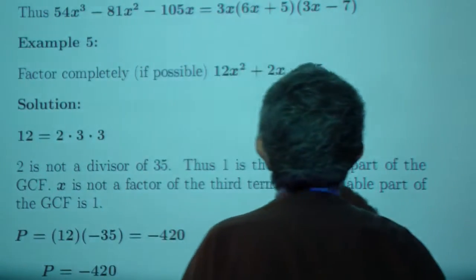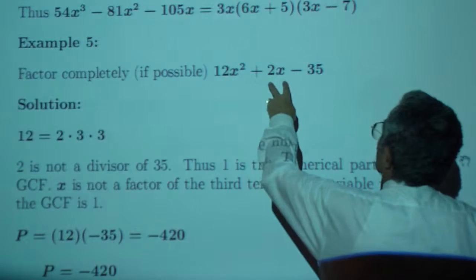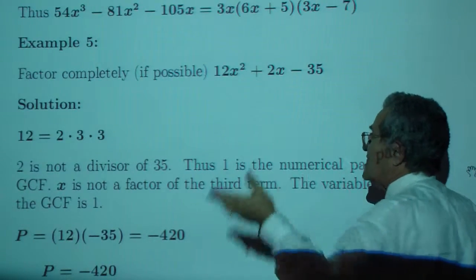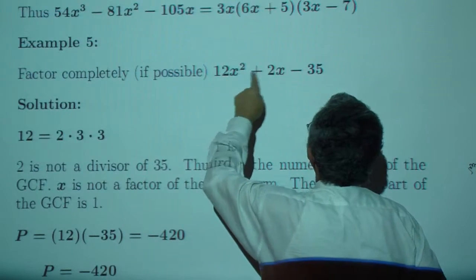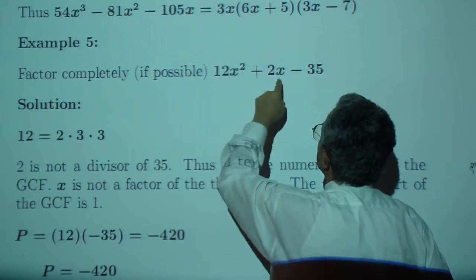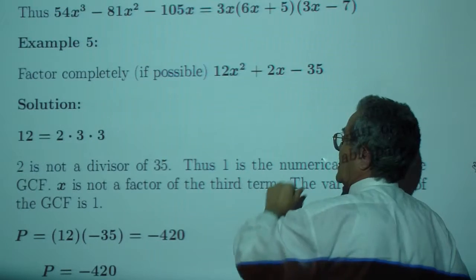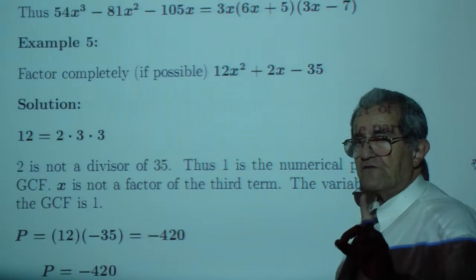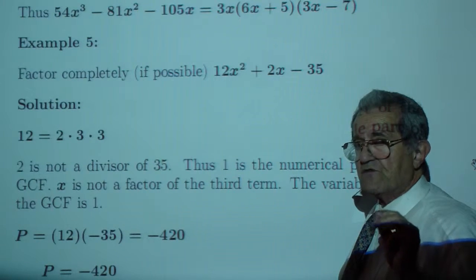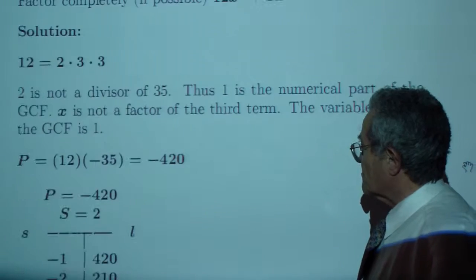Factor completely if possible, 12x squared plus 2x minus 35. Greatest common factor. Only 2's and 3's are to be considered. 2, 2, no 2. 3, no 3. X, X, no X. Greatest common factor is 1. You've done your job. But don't forget it. Always look for the greatest common factor.